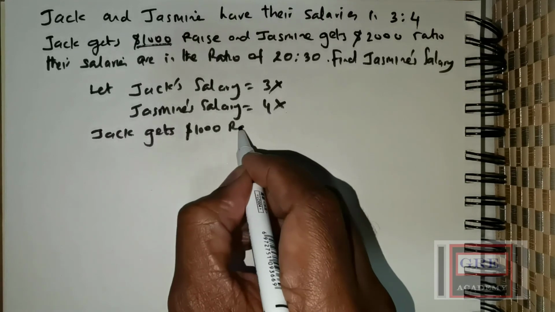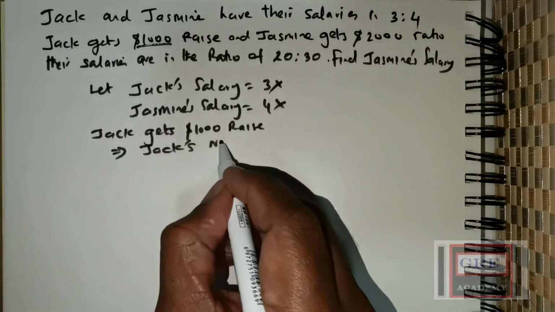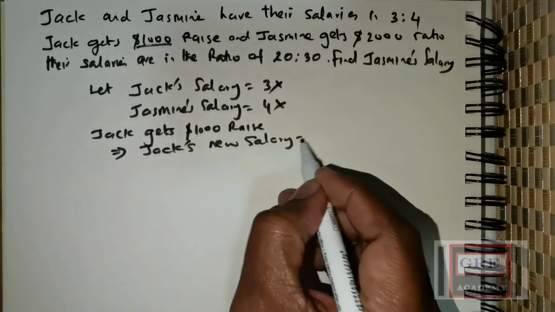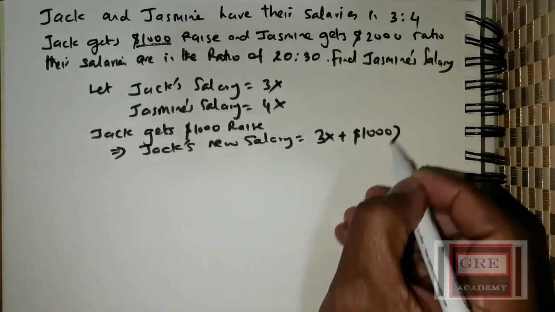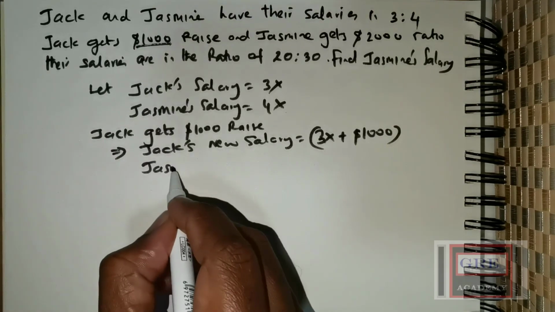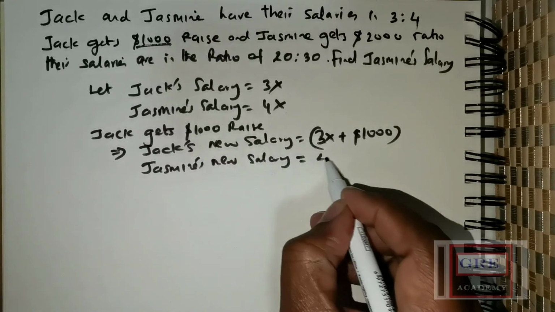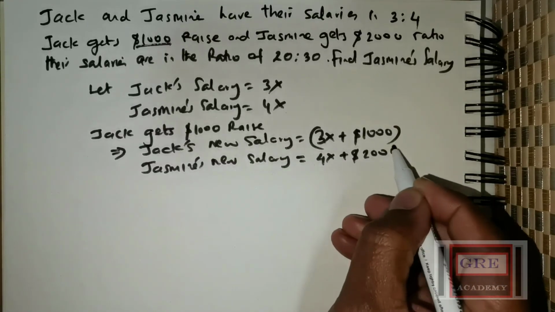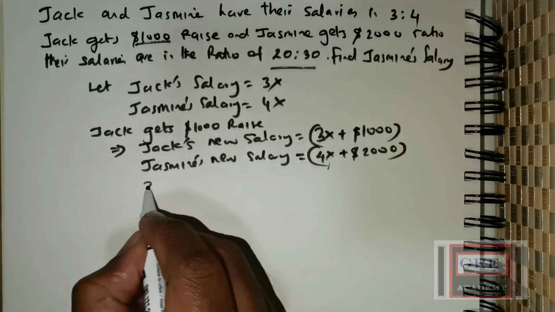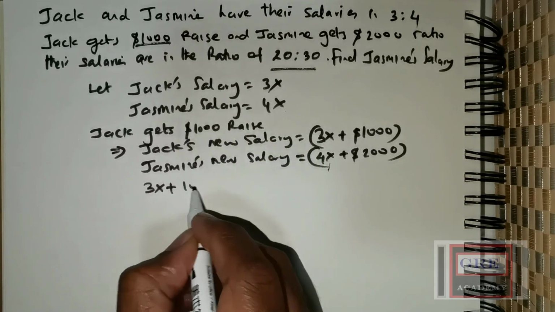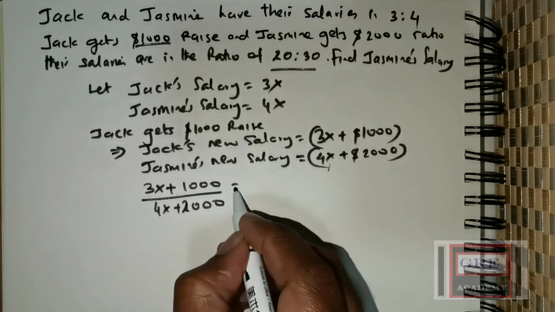Now Jack gets a $1,000 raise. Okay, so that means Jack's new salary is going to be 3x plus $1,000. Similarly, Jasmine's new salary is going to be 4x plus $2,000. Their two salaries are in the ratio of 20:30. So we have to write the following equation: 3x plus 1,000 divided by 4x plus 2,000 is equal to 20 divided by 30.